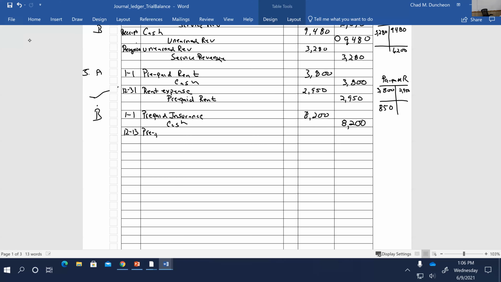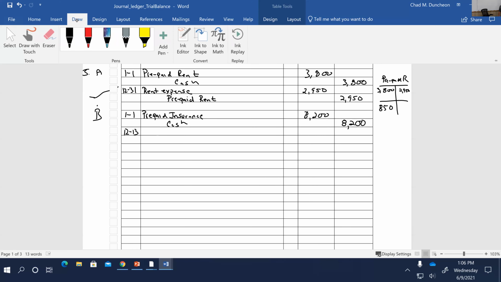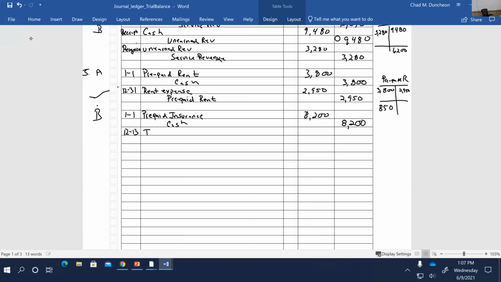At the end of the year, we have used some of it, so now we have an insurance expense. Just like with our rent, our prepaid insurance is going to go down. What do we want to record here? We want to record what was used. The number it's giving us says it was still unused.